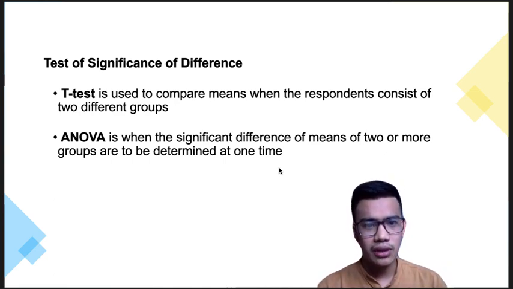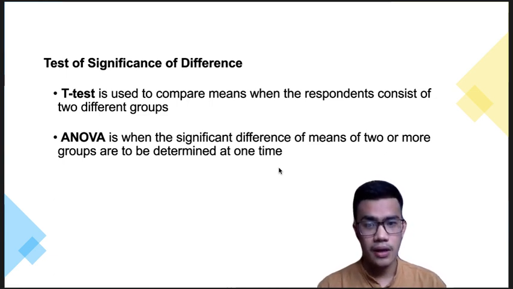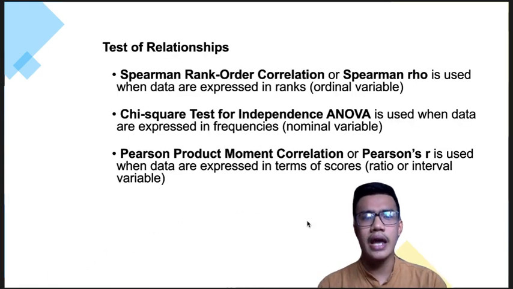If you are to test for significant differences between sex, male and female, use independent t-test. When we determine significant differences between groups of two or more, for example, strands, we use one-way ANOVA. Okay, this time let's proceed with the test of relationships.